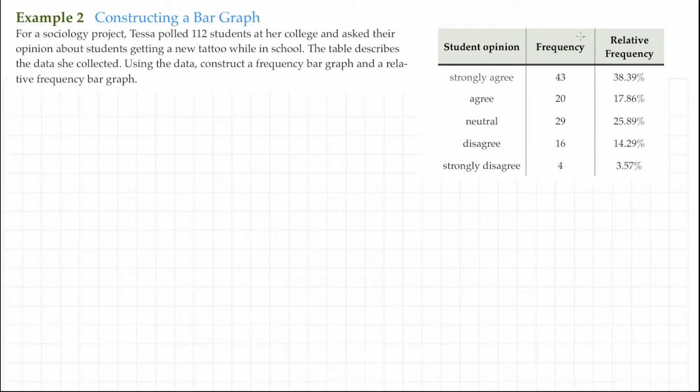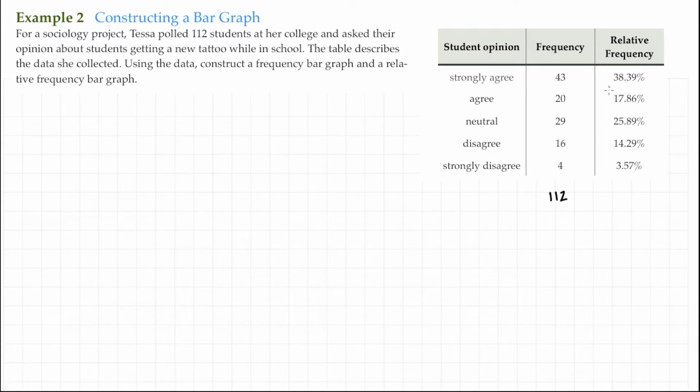So this is the data that Tessa had collected. She's got these categories here, these student opinions: strongly agree, and of course she found 43 strongly agree. Agree, she found 20. Neutral, 29 said neutral. Disagree, 16 disagreed. And strongly disagree, there were 4. And of course, if we add up the 43, 20, 29, 16, and 4, it'll come out to be 112 students that Tessa had polled. So this should come out to be 112.